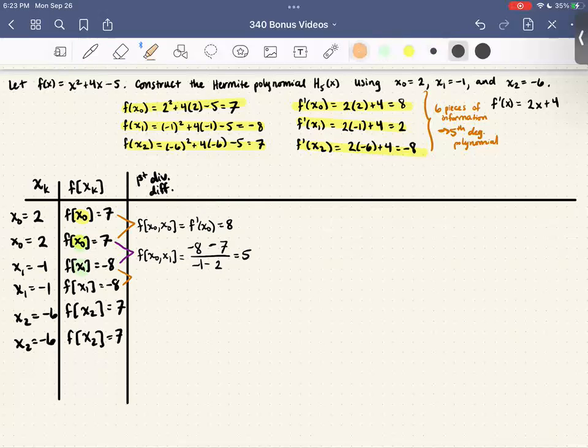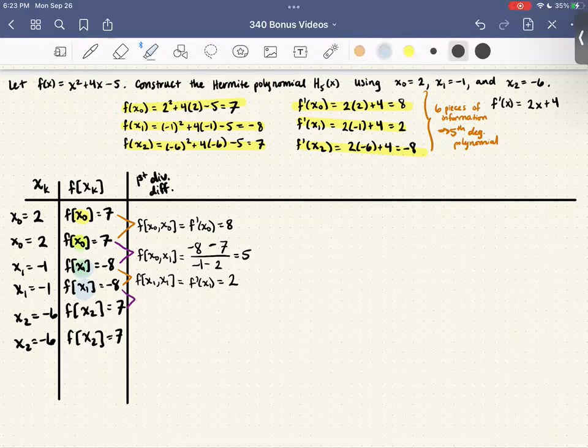Here I have x1 and x1. So the divided difference, x1 and x1. Again, this is a derivative. We defined it to be a derivative. So this is the derivative of f at x1, which we computed to be 2. I go down to the next pair.